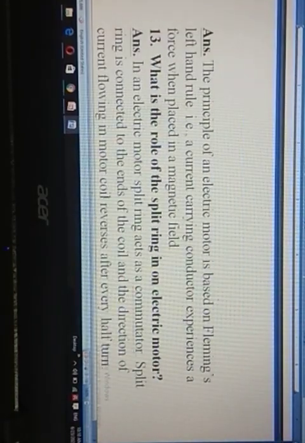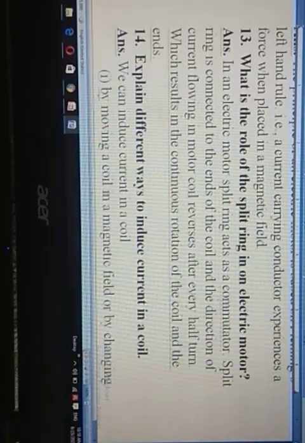The principle of an electric motor is based on Fleming's left hand rule. A current carrying conductor experiences a force when placed in a magnetic field. Question number 13. What is the role of the split ring in the electric motor? In the electric motor, the split rings act as a commutator. The split ring is connected to the ends of a coil and the direction of the current flowing in the motor coil reverses after every half turn. It results in the continuous rotation of the coil.